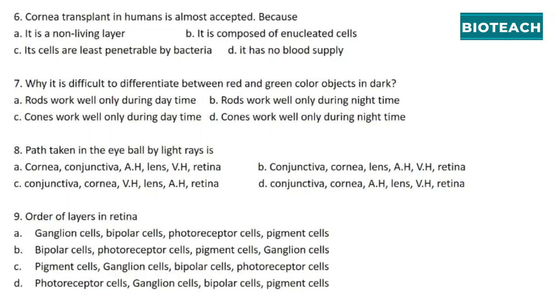Question number 9. Order of layers in the retina. As we discussed, there are 4 layers of cells: ganglion cells, bipolar cells, photoreceptor cells, pigment cells. The answer is A.